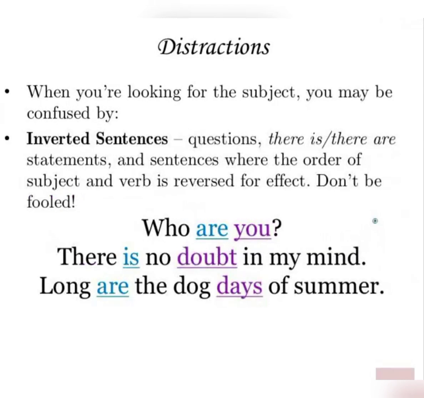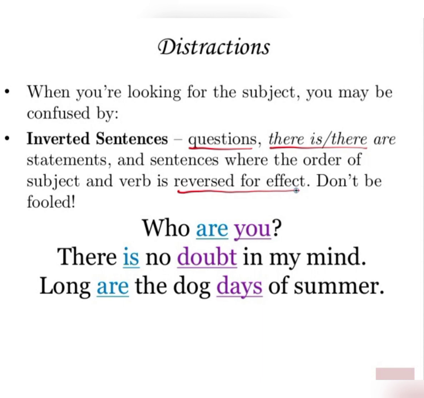Now, the second thing that can distract you is an inverted sentence. We talked about these a little bit when we talked about sentence types and about subjects and predicates. Inverted sentences are sentences where the subject follows the verb. These may include questions, there is, there are statements, and sentences where the order of subject and verb is reversed for effect. Don't be fooled by these. Look for the actual subject and the actual verb.